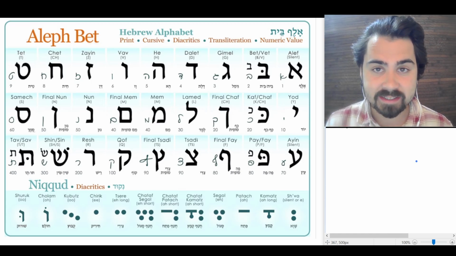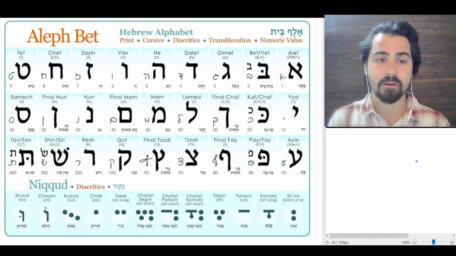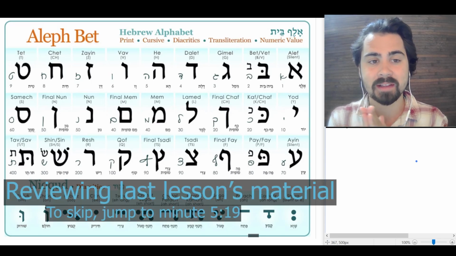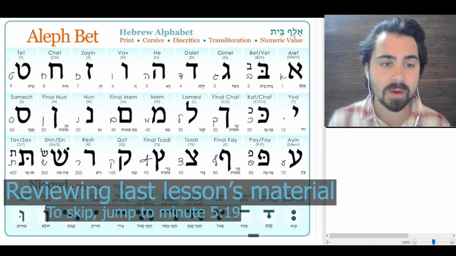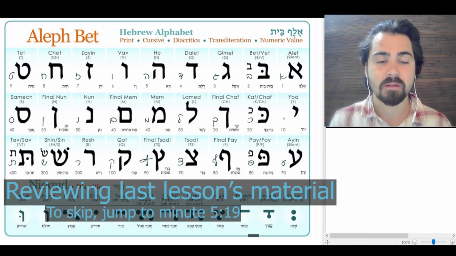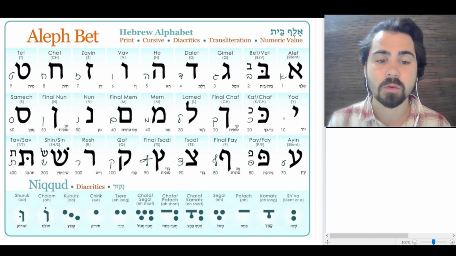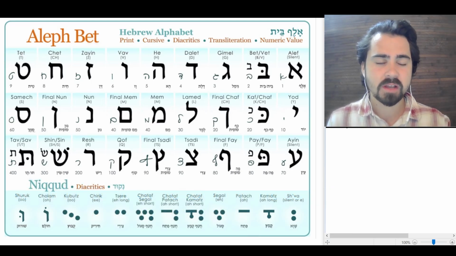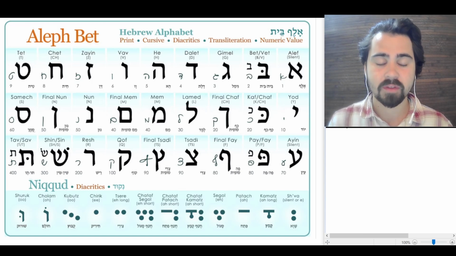In our last lesson of the Hebrew alphabet, we went from letter Zayin all the way down to the Mem and final Mem. And today we will continue with the rest of the letters. But first, let's quickly recap what we've learned in our last lesson.